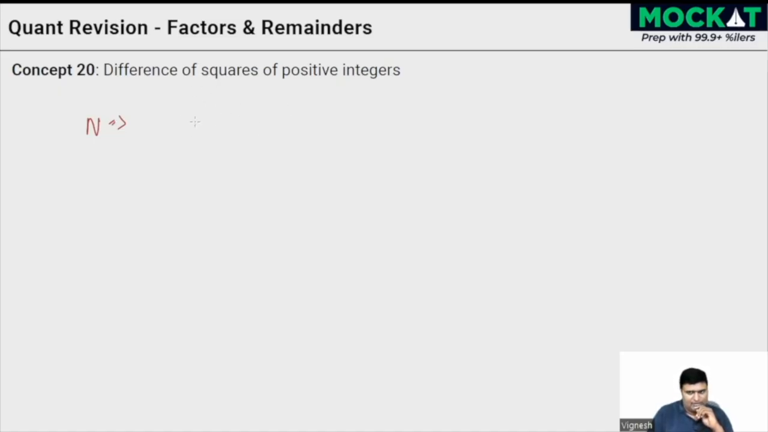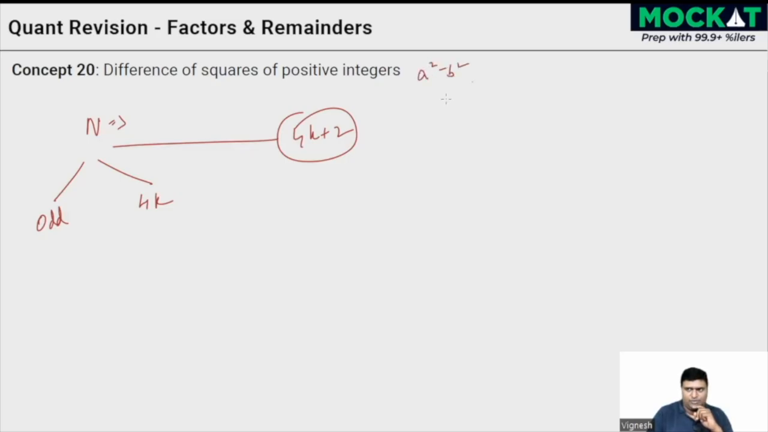So you need to understand, you have to break it down into 2 categories. Those which are odd numbers, those which are multiples of 4, and those which are 4k plus 2, which is even numbers that are not multiples of 4. How many ways can this 4k plus 2 be written as a difference of squares of positive integers, that is a square minus b square format? These numbers can be written in 0 ways.